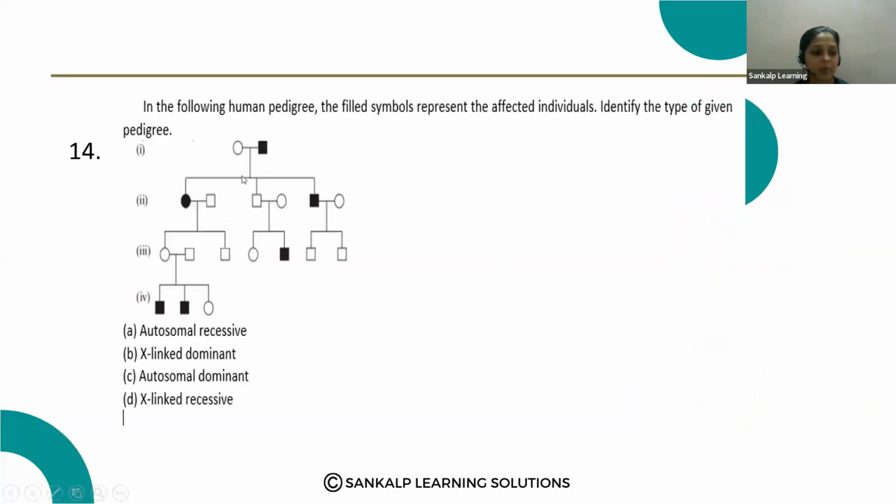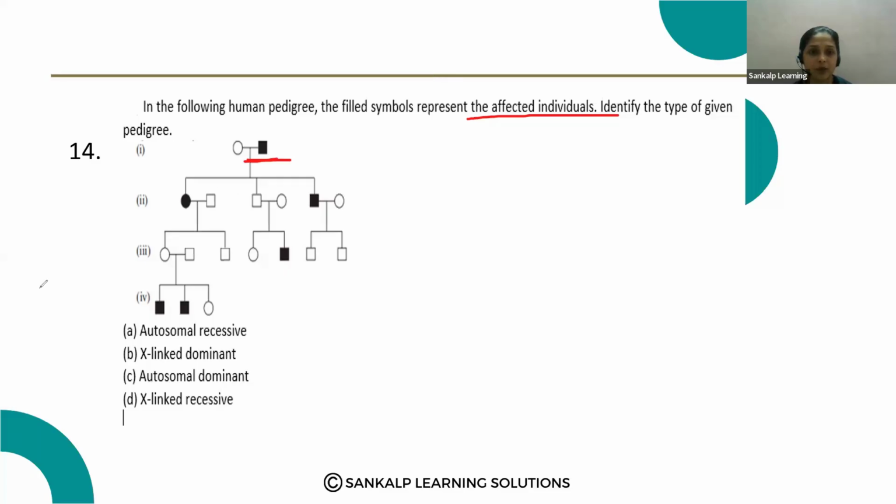Next question. The following human pedigree, the filled symbols represent the affected individuals. Identify the type of given pedigree. What type of pedigree chart is it? See the affected here. Here male is affected.